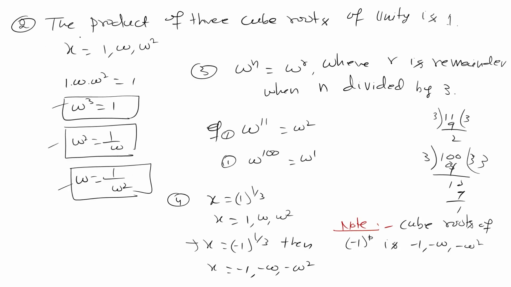The third important property is the product of the 3 cube roots of unity is always 1. It means 1 into omega into omega square is 1. So omega cube is always 1. Now simplify it. So we can write omega square is equal to 1 by omega. Simply transpose this omega to the RHS, and omega is equal to 1 by omega square. Now there is another important property. Omega to the power n, we can write omega to the power r, where r is the remainder when n is divided by 3. Suppose that we have omega to the power 11, so we can write omega square, right?